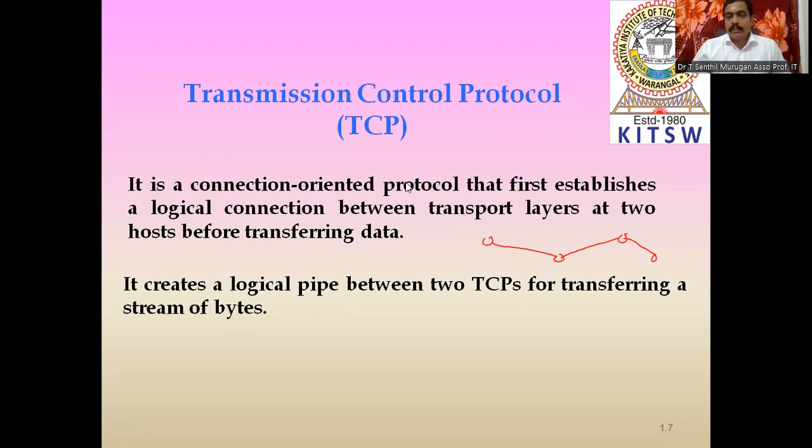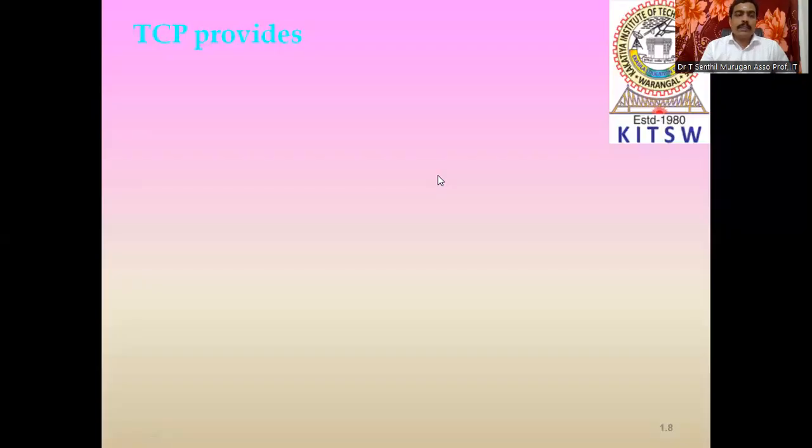So what will happen once the connection is established? Once the connection is established, it creates a pipe, like a separate line. A separate link will be created. This is useful for streaming data, such as multimedia data, for example video or audio data. For that purpose, connection-oriented transmission will be used. What are the uses of TCP?